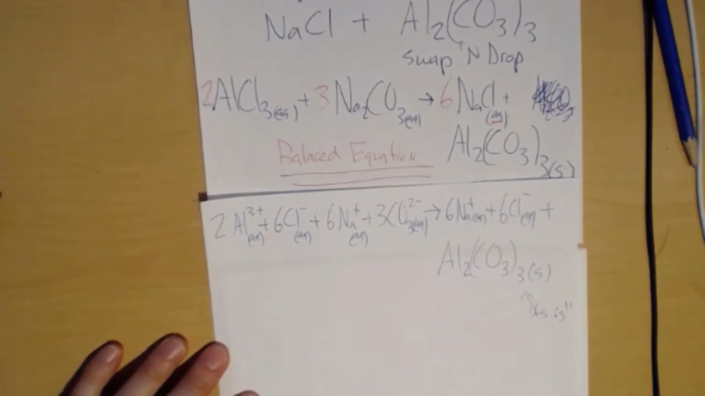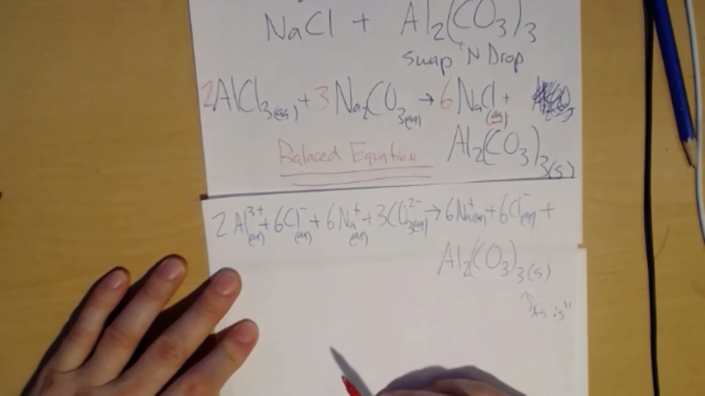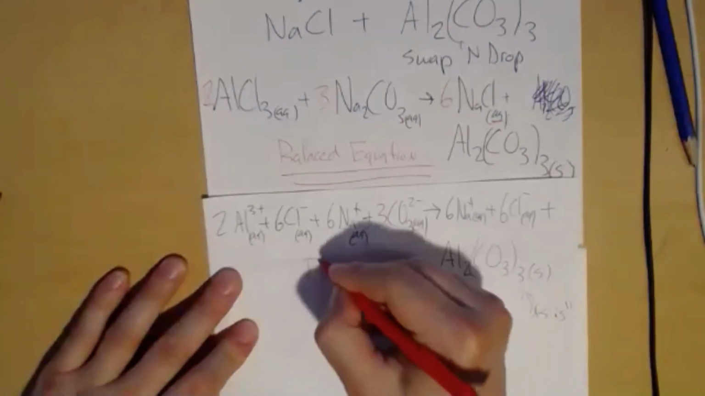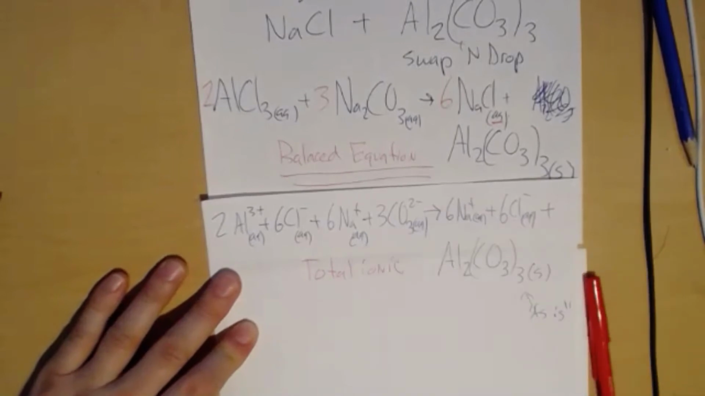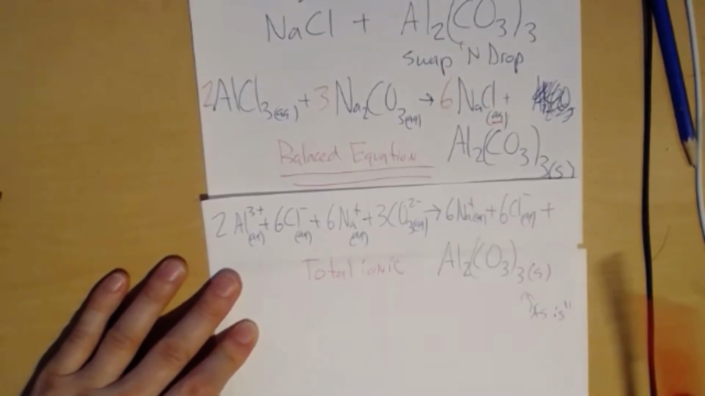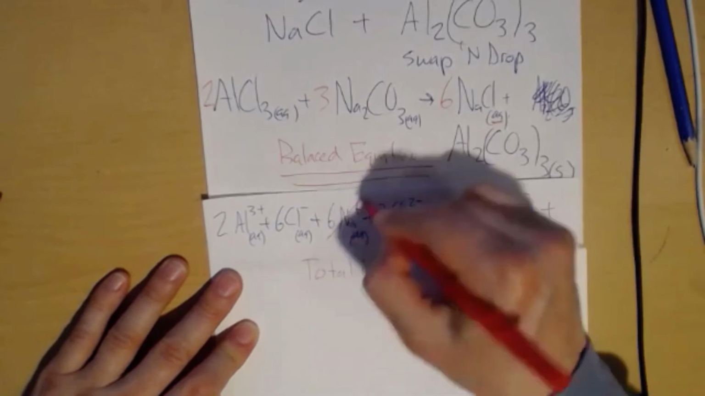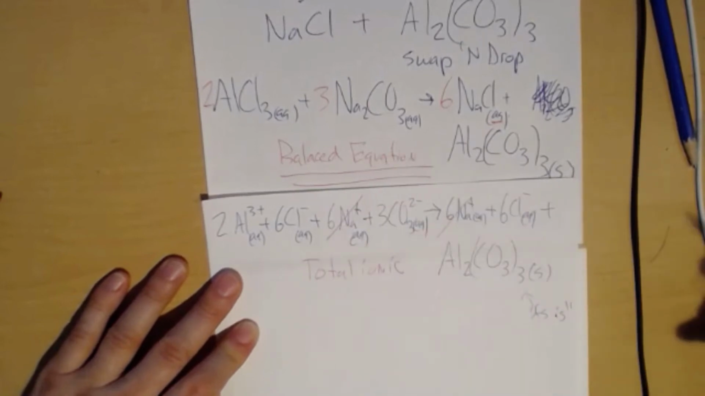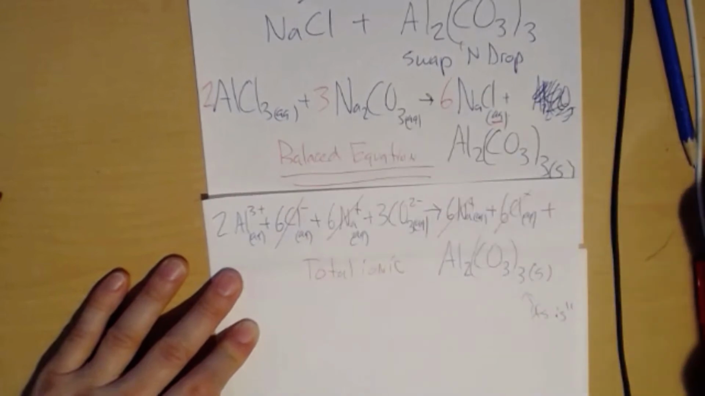Cancel out the spectator ions. Would you guys like me to rewrite it, or can I just cancel over? I'm just going to cancel over because I'm recording this. So that's what we would write for the total ionic equation. Yeah, this is the total ionic. Let's cross out what's aqueous on both sides, the sodium and the chloride. So sodium is a spectator ion, didn't do anything, and chloride is a spectator.